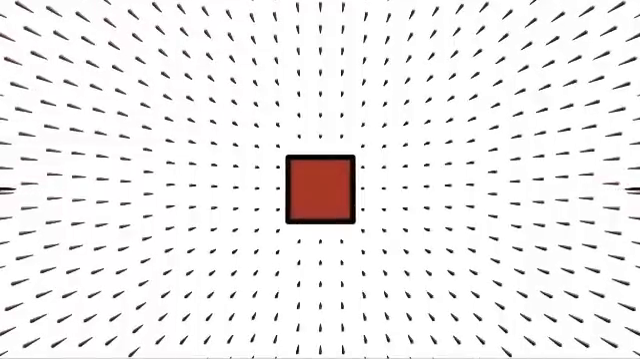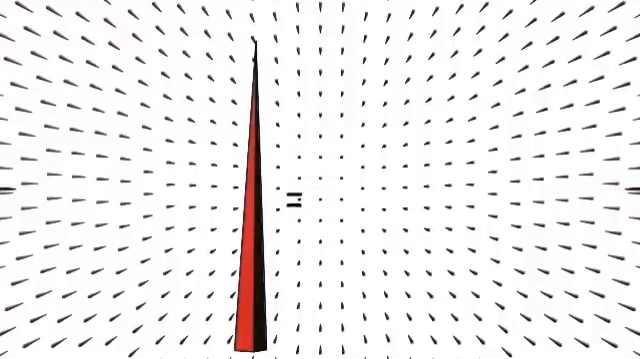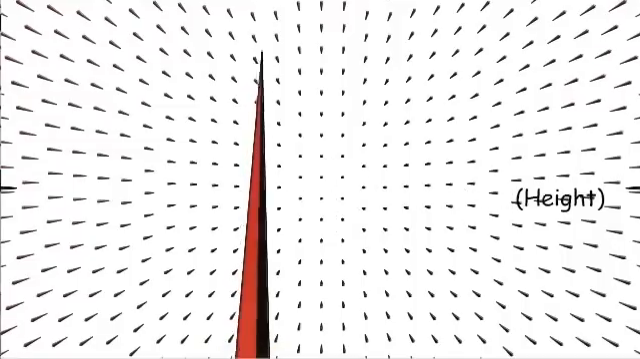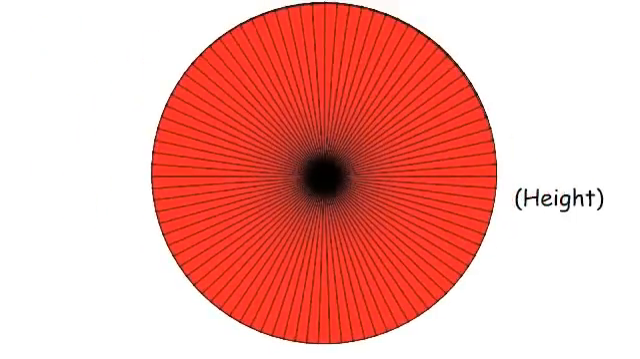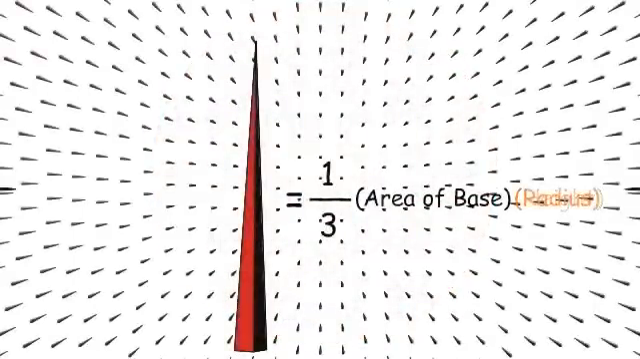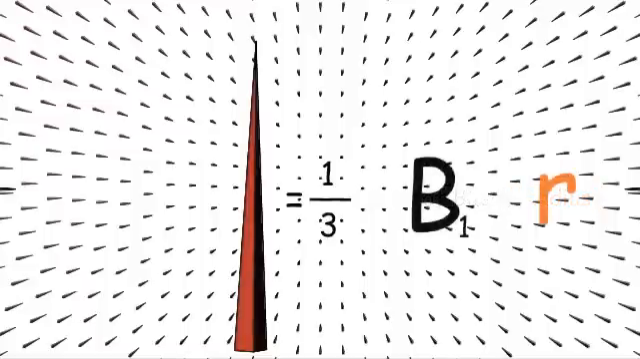So let's take a look at one pyramid, and remember that its volume is equal to 1/3 area of the base times height. Now let's quickly show that the height of all the pyramids that make up the sphere is actually equal to the radius. So our equation becomes 1/3 area of the base times radius. And we will simplify this equation by replacing radius with r and area of the base with b.